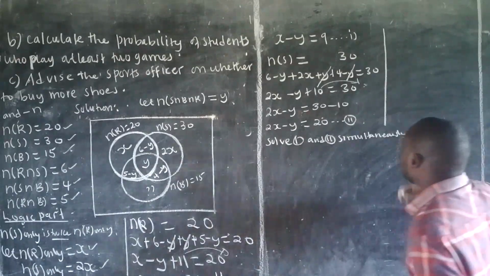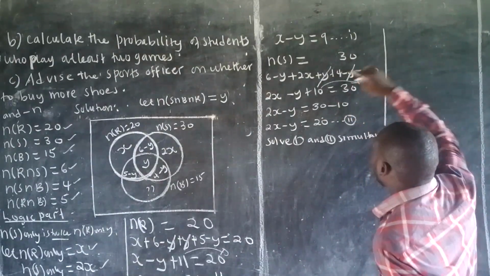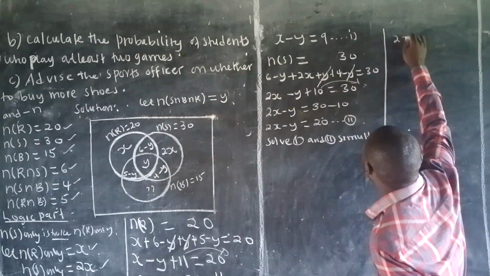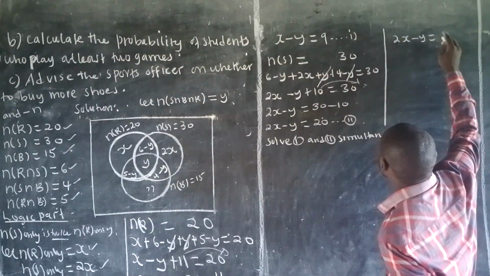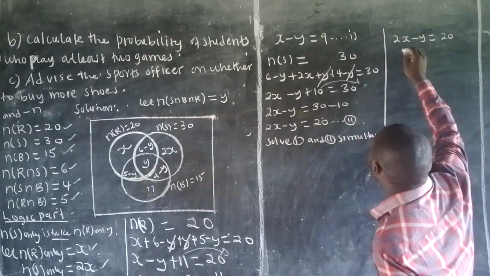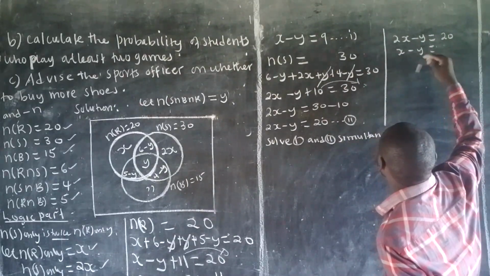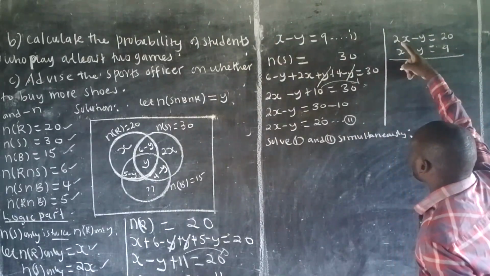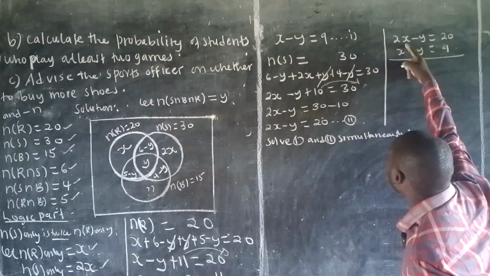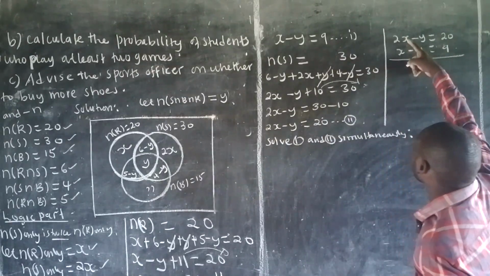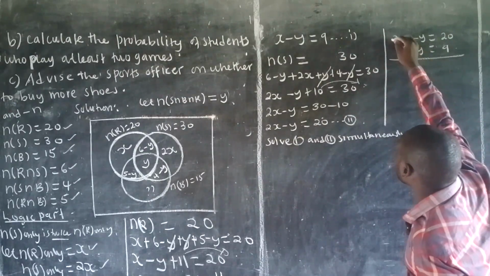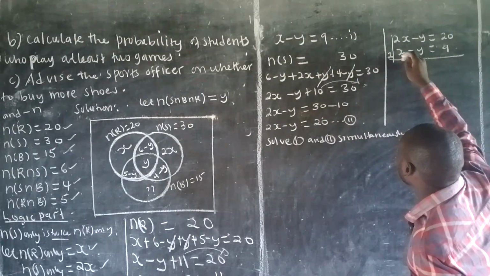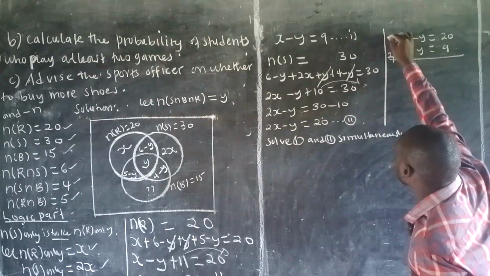I'll get this equation. That will be 2x minus y is equal to 20. Then also I'll have x minus y is equal to 9. Now to use the elimination method, you make sure that these ones here have the same values. And how do you make sure they have the same values? You get the 2 here, put it down. Then here there's a 1, the one which is here, you put it up.